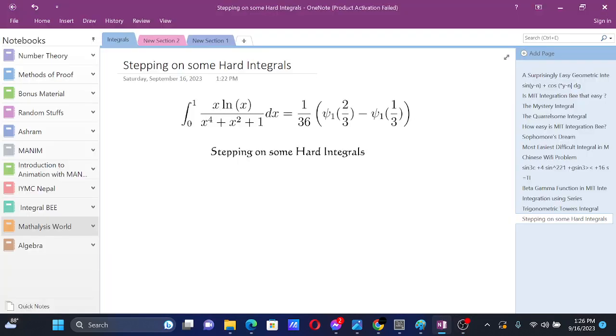Stepping on some hard integrals. We have this integral from 0 to 1 of x ln x over x to the power 4 plus x square plus 1 dx, and we have to evaluate this. The answer is given here.